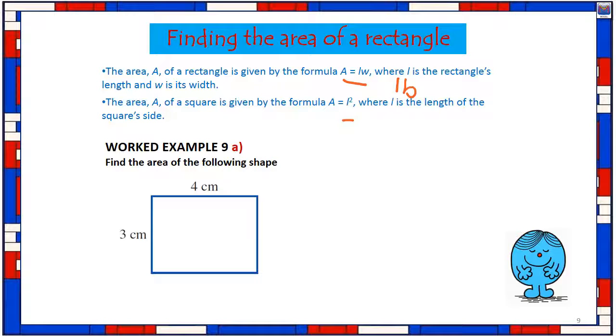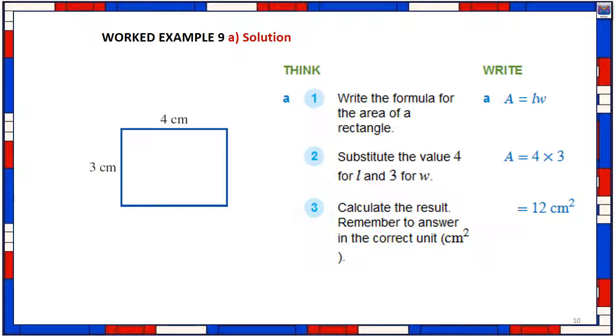Here's our example. We've got a rectangle, 4 centimeters by 3 centimeters, and we want to work out the area. First thing we do, write our formula down: A equals LW. The next line, we substitute in the numbers. The length is 4 centimeters, so we put a 4 in for length, times the width, which is 3. Next line, 4 times 3 is 12.